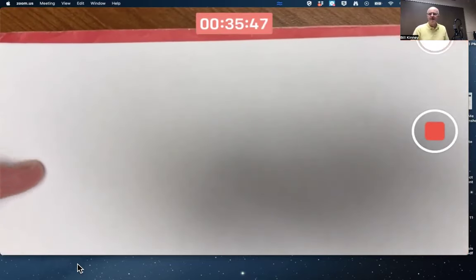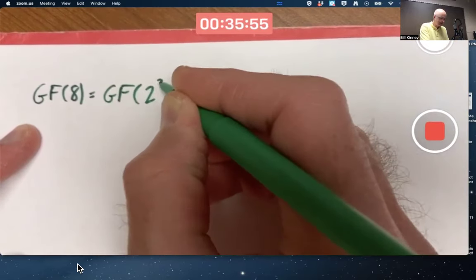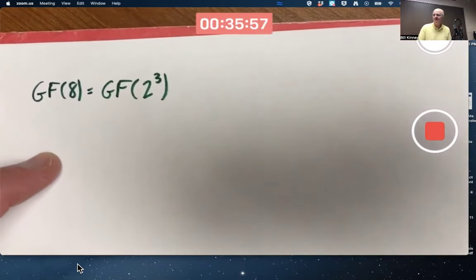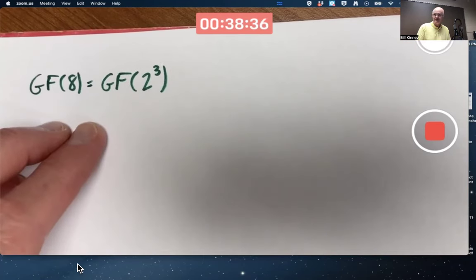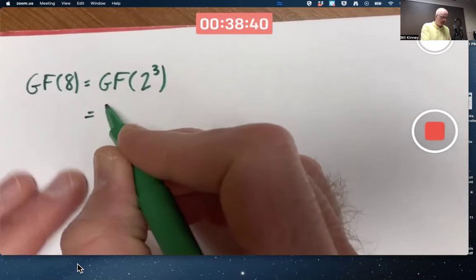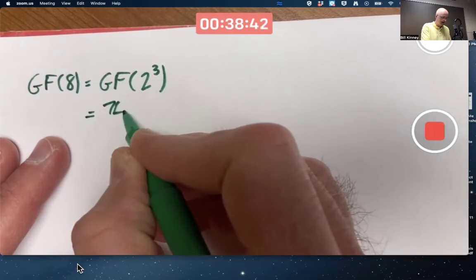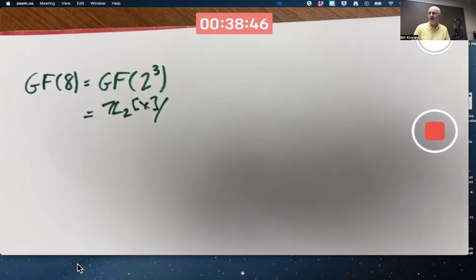How do we construct a field of order 8? GF8, GF2 cubed. Once again, to construct this, based on things we know so far, you'd want to construct it as a factor ring of Z2[x] by an ideal generated by some irreducible polynomial.